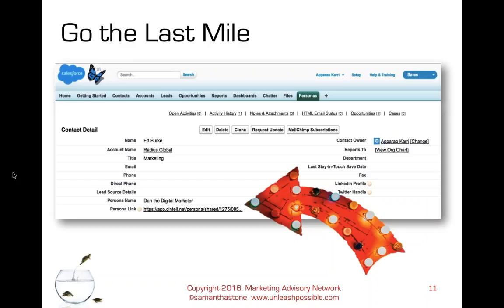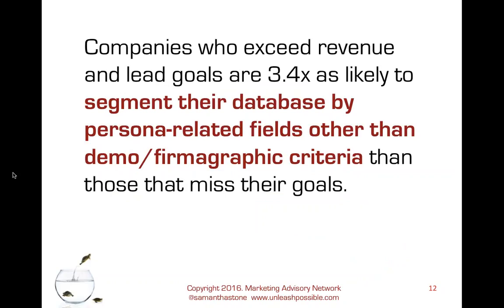When they are following up on a lead, it is not only important that the salesperson understand the lead source, but they understand what we know about that person, who they are, and what that means. Companies who exceed their revenue and lead goals are almost 3.5 times as likely to segment their database by persona-related fields other than demographic or firmographic criteria than those who miss their goals. This is a huge opportunity, and it's a challenging opportunity, but it makes a big difference.